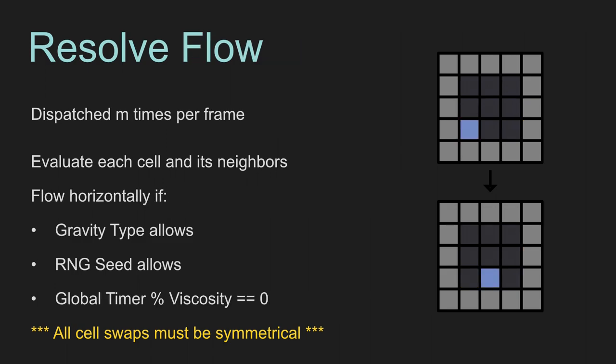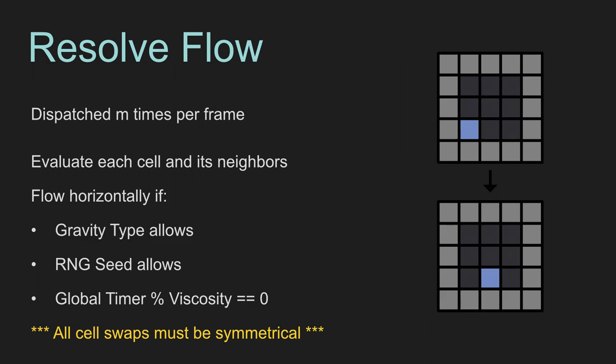Next is resolve flow. This is where horizontal movement of liquids is handled. All of the requisite pieces are in place to make this kernel pretty simple to implement. It uses the same dynamic RNG as the diagonal kernel to determine movement direction. It doesn't use the static hashing function because, at least for now, all liquids want to settle out to a flat plane. There is still one small issue with the flow, however.